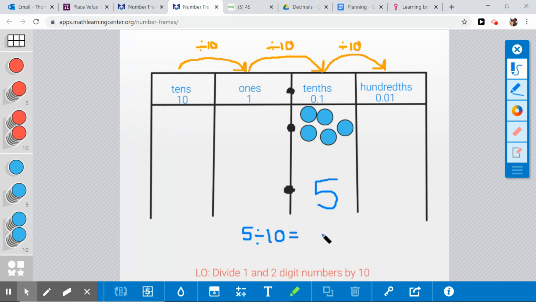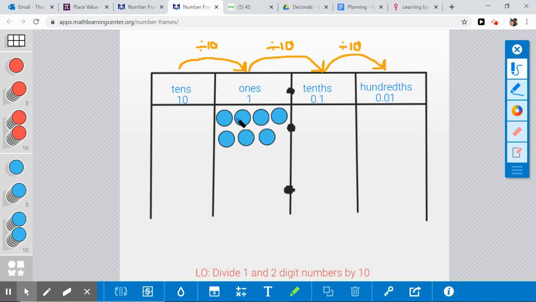But our answer is not 5. Our answer would be 0.5. And we need the 0 there to tell us that there are no ones. This is what we call a placeholder. Let's try another one.